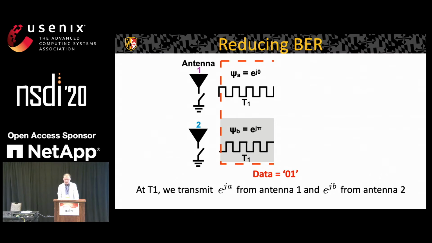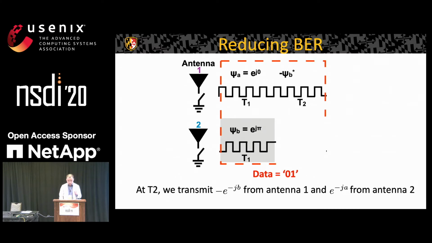We utilize Alamouti code on the two antennas. For example, when we transmit data 0, 1, in slot T1, we transmit PCA from antenna 1 and PCB from antenna 2. And in time slot T2, we need to transmit a negative PCB conjugate on antenna 1.